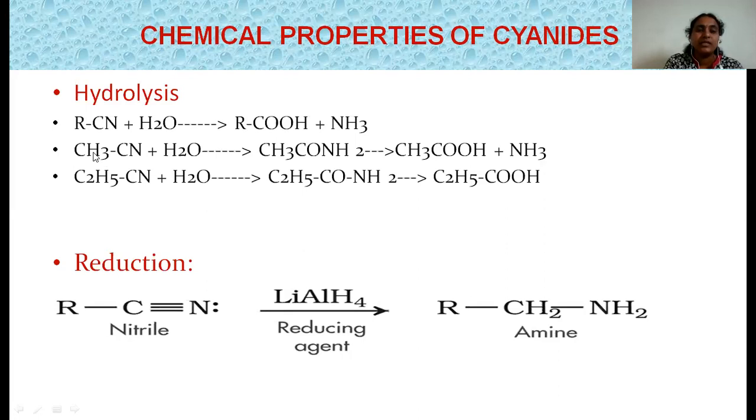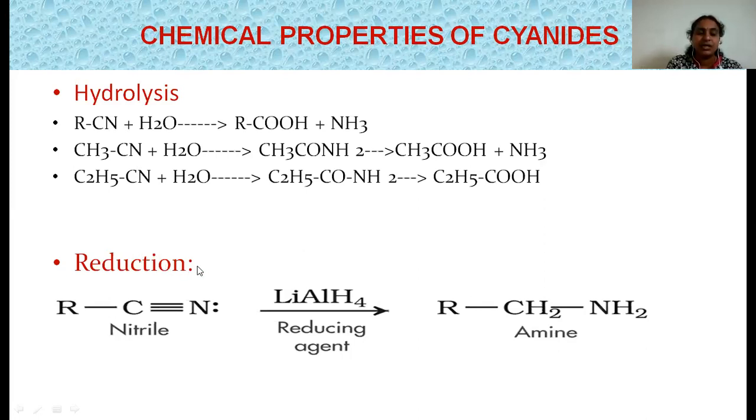For example, methyl cyanide on hydrolysis first produces acetamide, and on further hydrolysis produces acetic acid as well as ammonia. Another example, ethyl cyanide on hydrolysis first produces propanamide, then further hydrolysis produces propanoic acid. So this is the hydrolysis reaction of cyanides. On hydrolysis, all the cyanides produce carboxylic acids as well as ammonia.